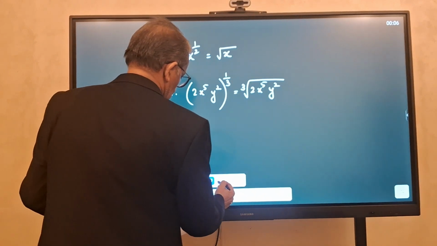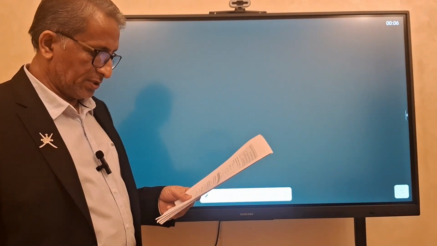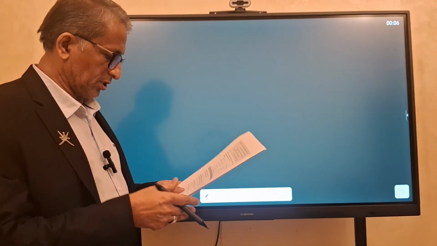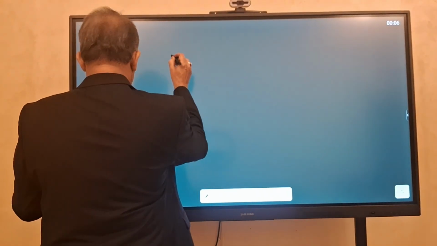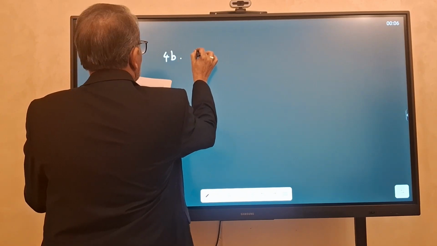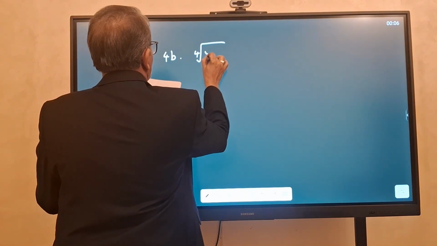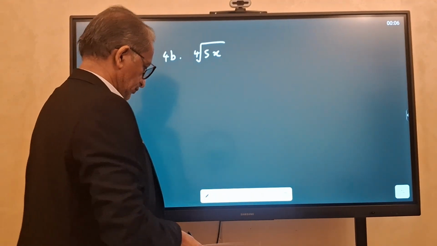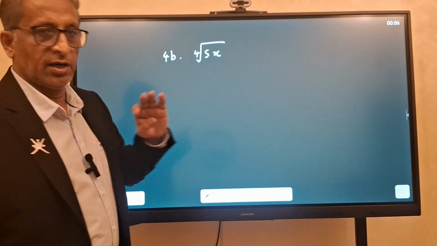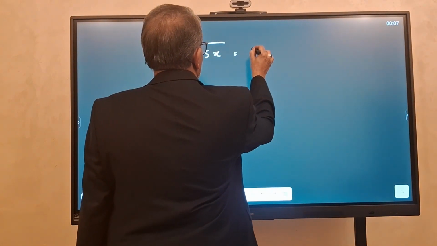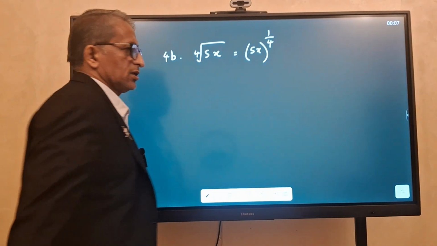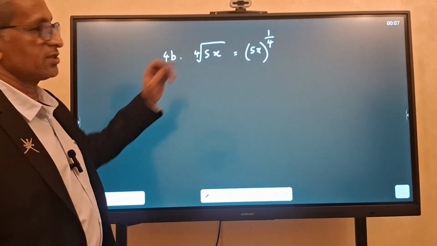Next, in the next question, 4a, b, c, d, we convert the radical to exponents. For example, 4b, 4th root of 5x. I will write this, which is a radical, as a rational exponent. So it is 5x to the power 1 by 4. It is the rational expression of this radical number.